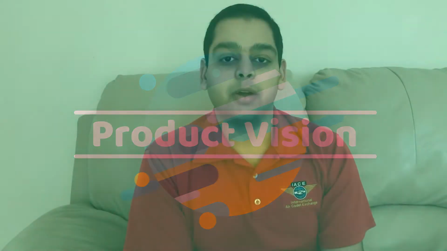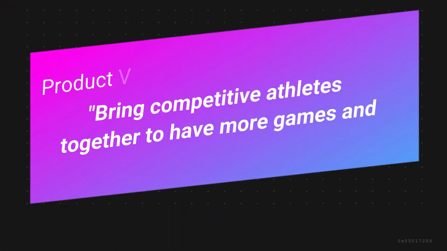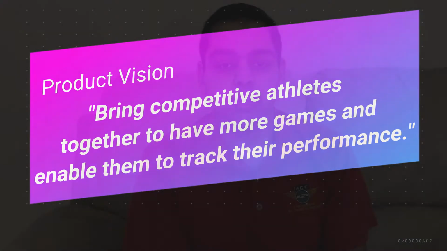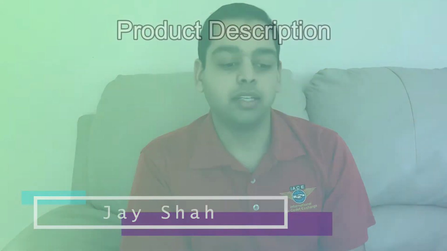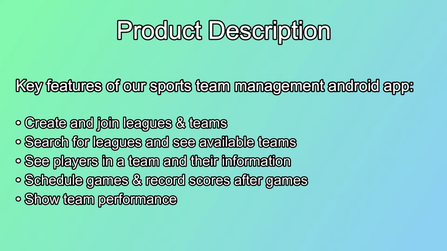Product Vision. Our vision statement is to bring competitive athletes together, to have more games, and enable them to track their performance. Our product is an Android app for sports team management, with the key features being creating and joining leagues, creating and joining teams, searching for leagues and seeing all available teams within a league, seeing players on a team and accessing their information such as name, email, and phone number, scheduling games between teams, recording game scores for a team, and showing the historical performance through line charts, bar graphs, and team standings.